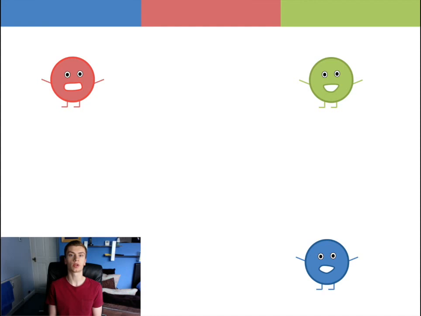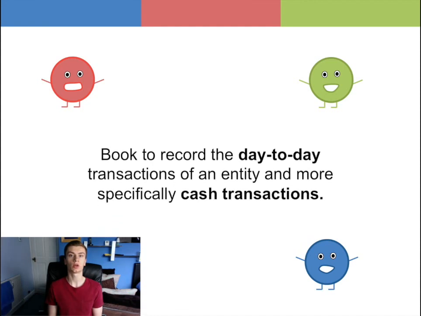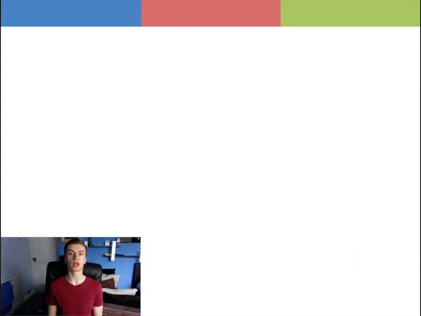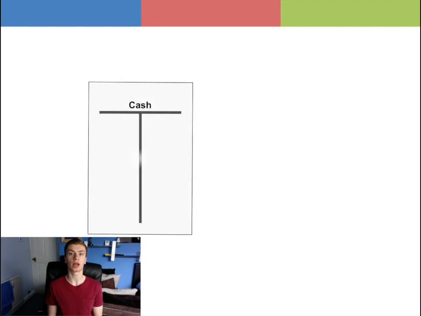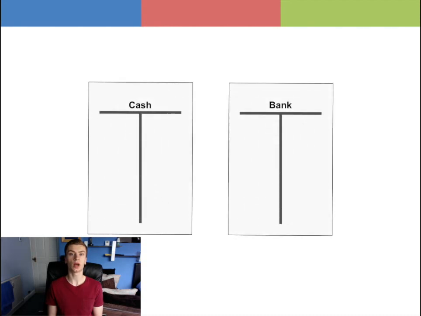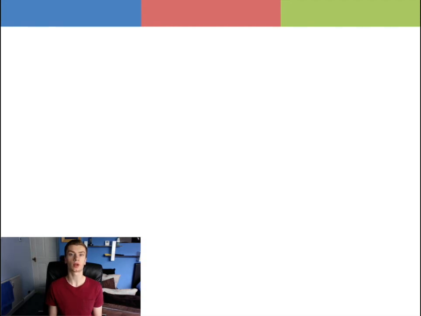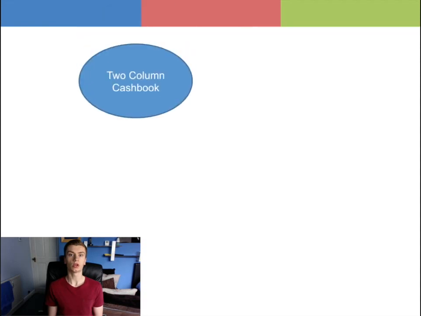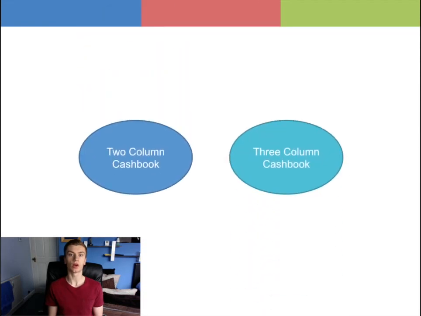A cash book can be defined as the book to record day-to-day transactions of an entity, and more specifically, cash transactions. The cash book contains both the cash account and the bank account in one account. There are two types of cash books. They are two-column cash books and three-column cash books.